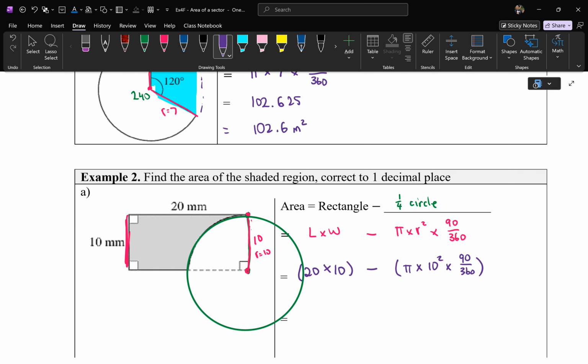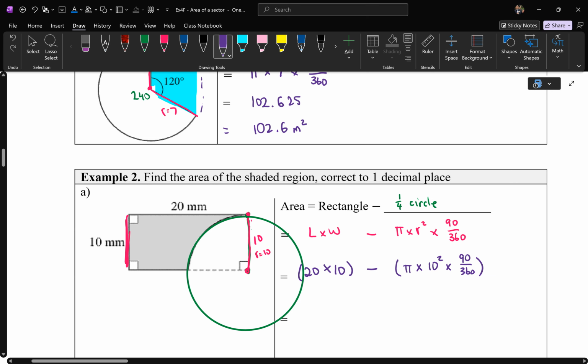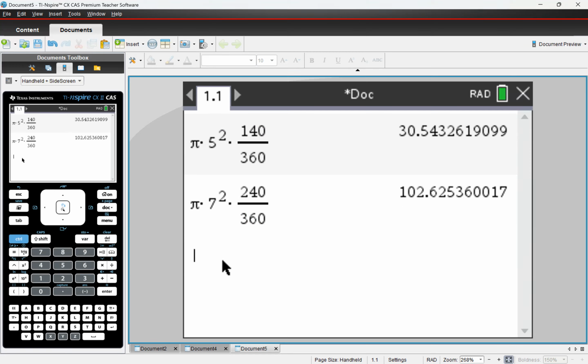All right, let's type it all in the calculator. So 20 times 10. Now notice how I told you, remember last session? You can do them individually, but be careful, don't round during your calculations, only round at the end. So I personally like to do it all in one step. I know a lot of students break it up. They do rectangle first, then they do circle, and then they take away. But if you do that, you're more likely to round your answers early. So instead, this is how I would do it.